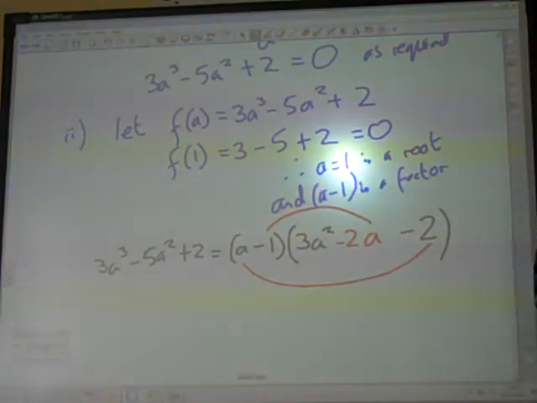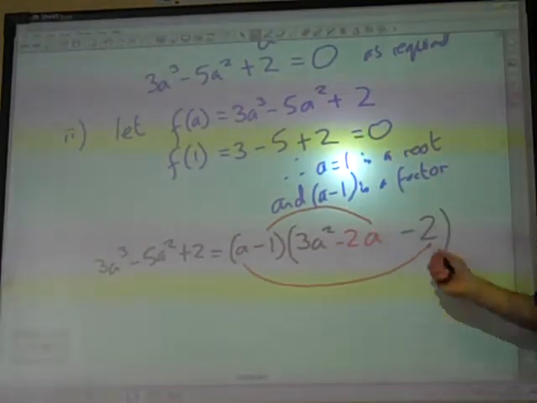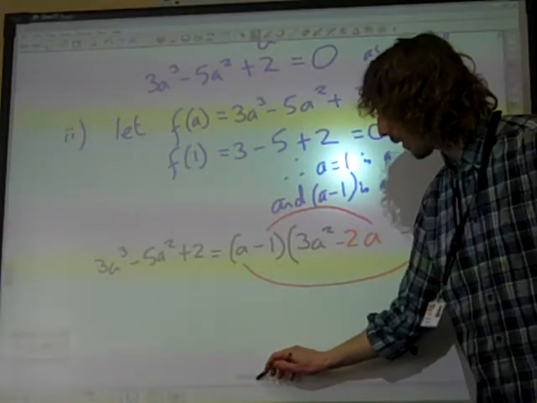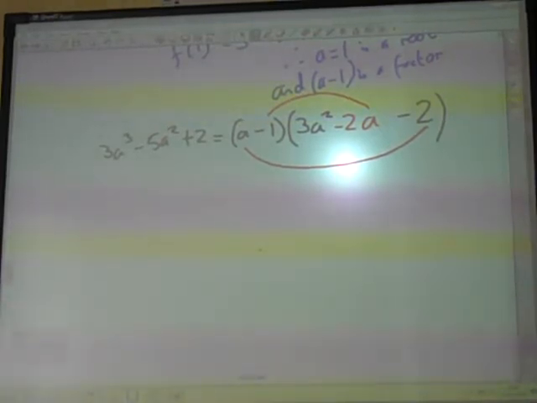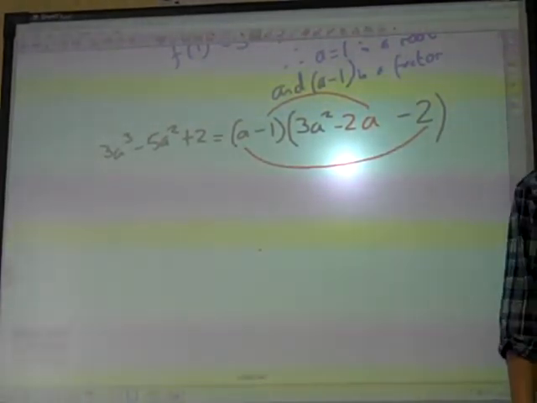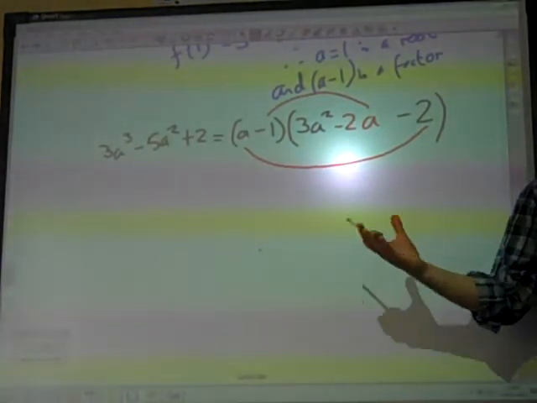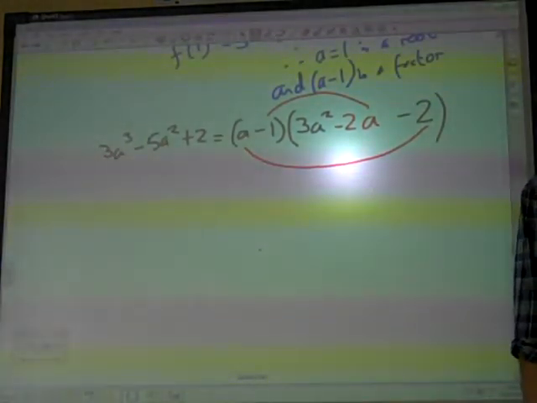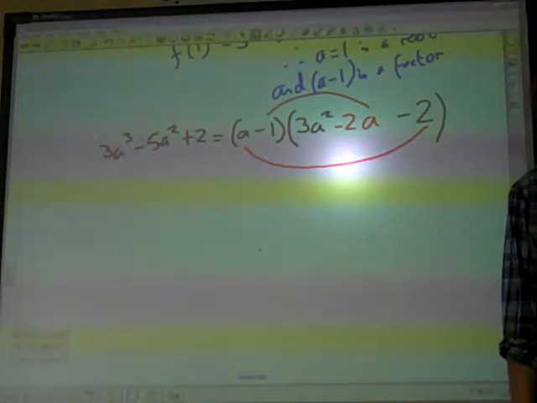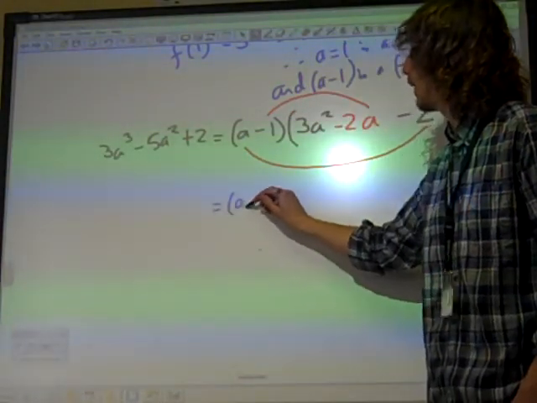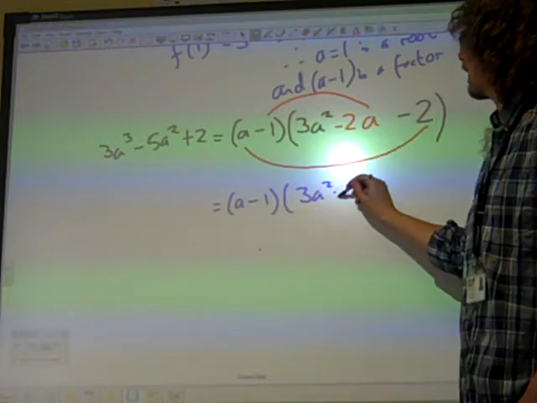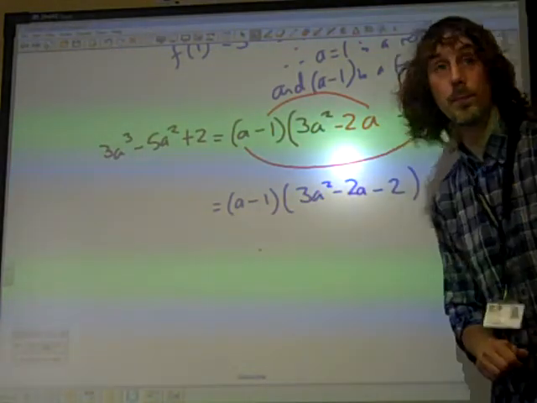If you do long division and do it right, you get this thing in the bracket as well. Even if you do long division, I want to urge you to check your answer from long division by multiplying it through and just making sure it makes sense. Because long division has plenty of spaces to make mistakes under pressure in the last question of the paper. Right, so what we've got is this factorised as a minus 1, 3a squared minus 2a minus 2.